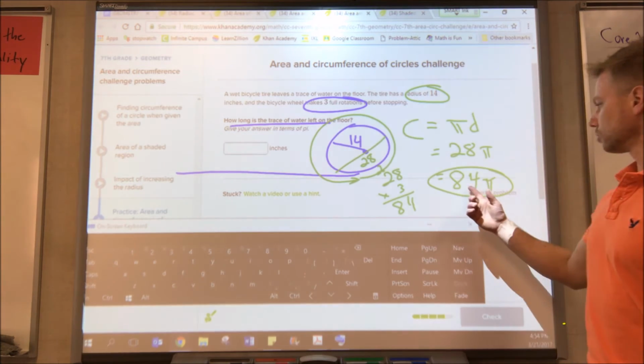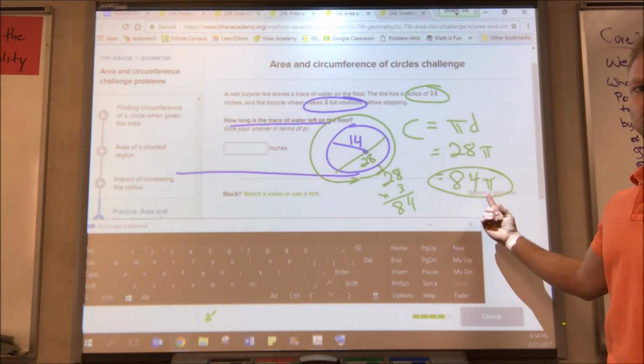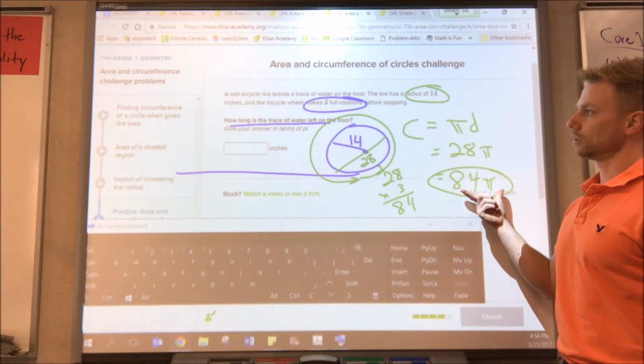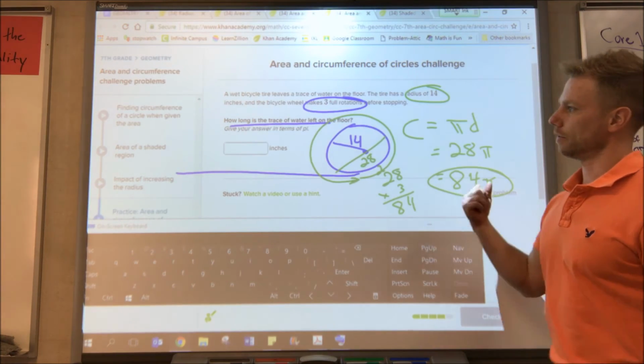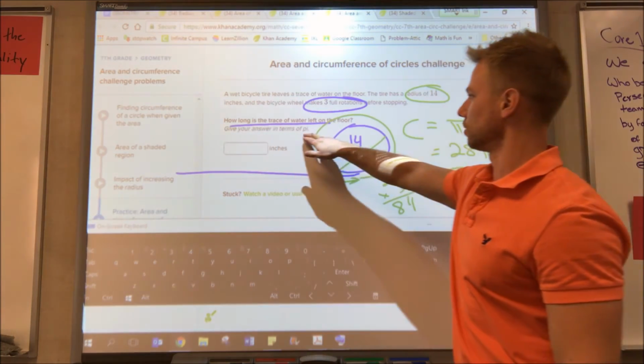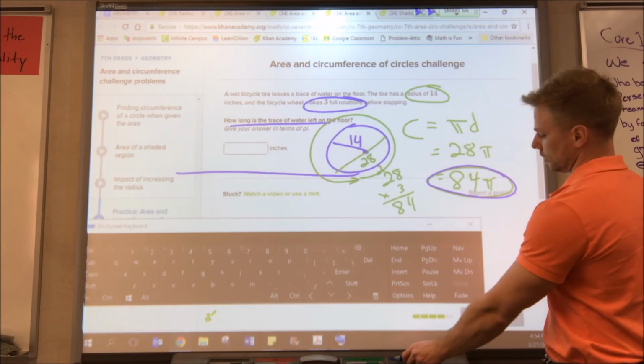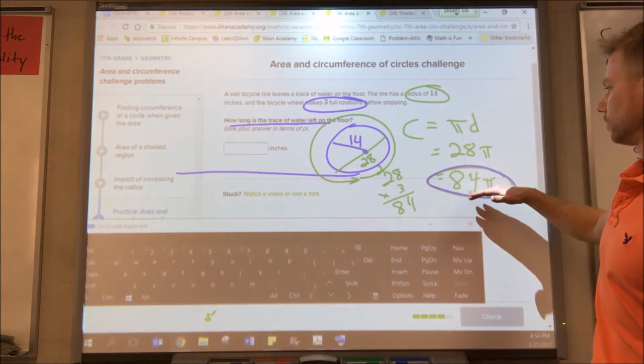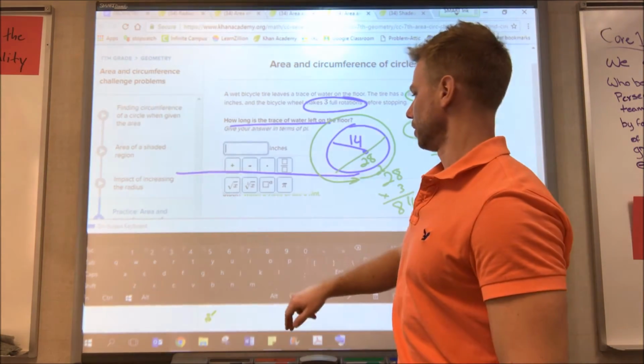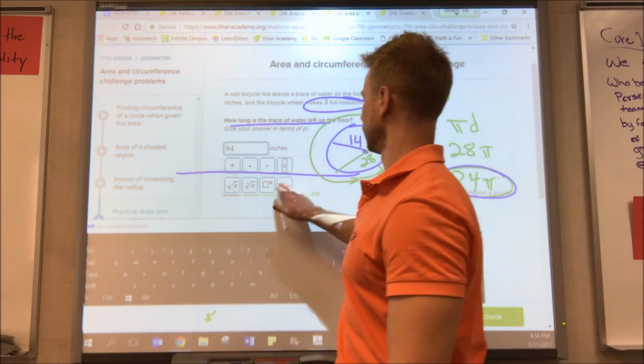Now again, we could multiply 84 times 3.14 to get an exact decimal number. Oh, actually it says give your answer in terms of pi. So they want us to leave it just like this. Okay, we can't use 3.14 this time. So we plug in 84 pi.